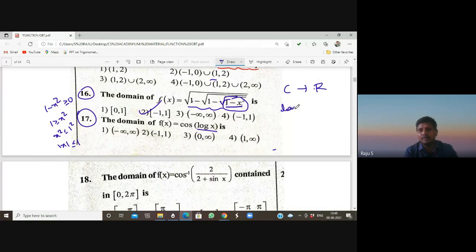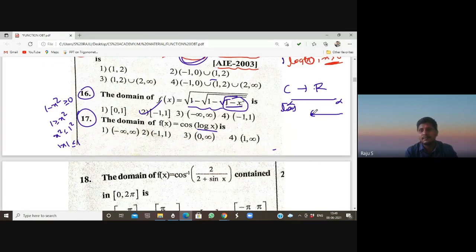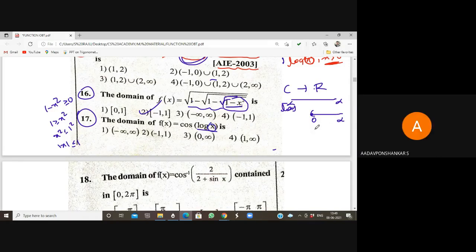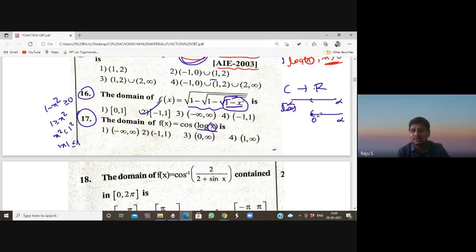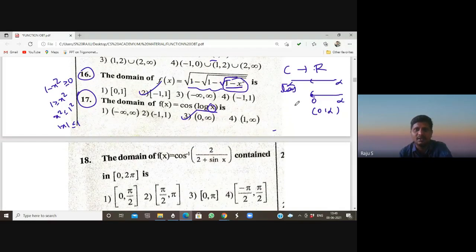What is the domain of log? Cos is minus infinity to infinity, and log? Zero to infinity. Log x cannot take any negative value or 0. What is the common region for both? 0 to infinity. So the third option is correct. Cos is minus infinity to infinity, but log can take only from 0 to infinity. So no need to check cos, simply you can take log.